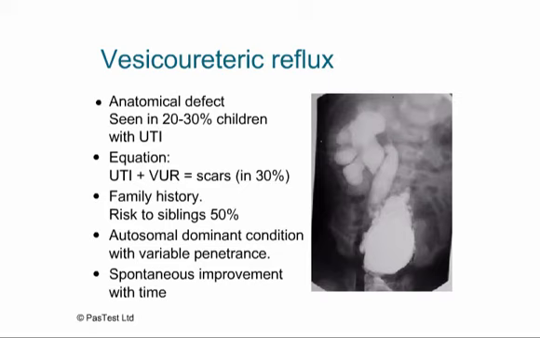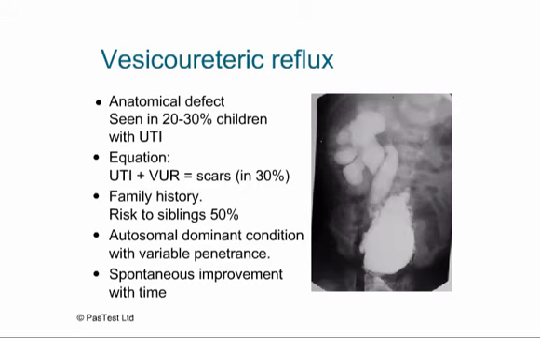And scarring is the most important consequence of urinary tract infection. This is an autosomal dominant condition with variable penetrance, and therefore there's often a family history, and the risk to siblings is about 50%. If you do nothing to refluxing ureters, then there is spontaneous improvement with time. The differential growth between the bladder and the ureter means that the angle becomes more acute, and the reflux ceases in about 15% of ureters each year.